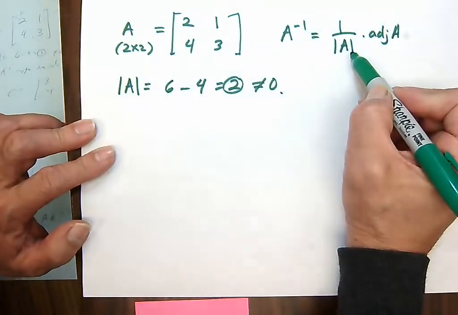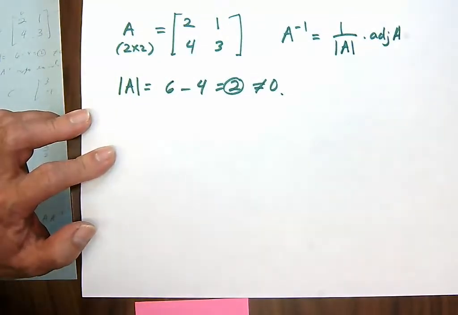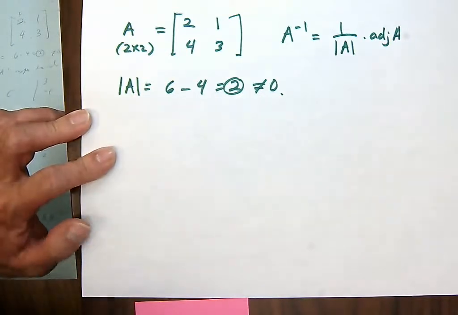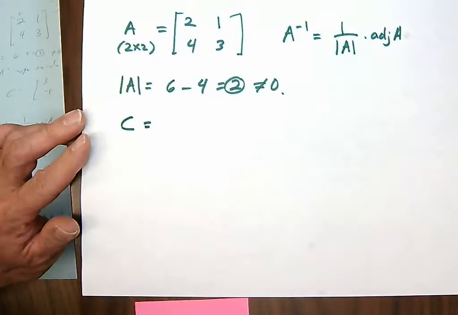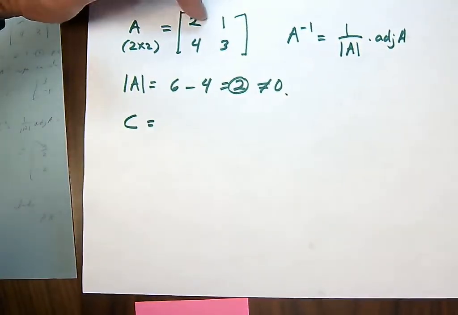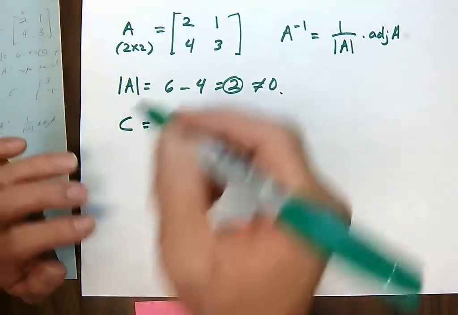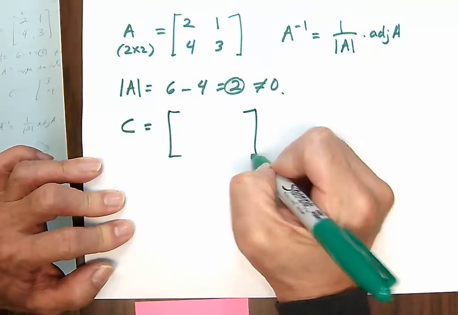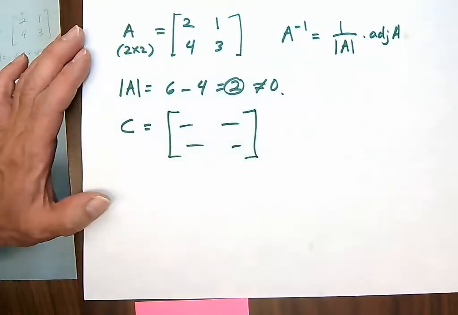Well, we already have the determinant of A, so now we need to find the adjoint of A, which is the transpose of the cofactor matrix. So first of all, let's get the cofactor matrix, and then we can find the transpose of it. So the cofactor matrix of our A matrix is found by replacing every element of the A matrix with its cofactor. So we know that A is 2 by 2, so the cofactor matrix of A will also be 2 by 2, 2 rows and 2 columns.